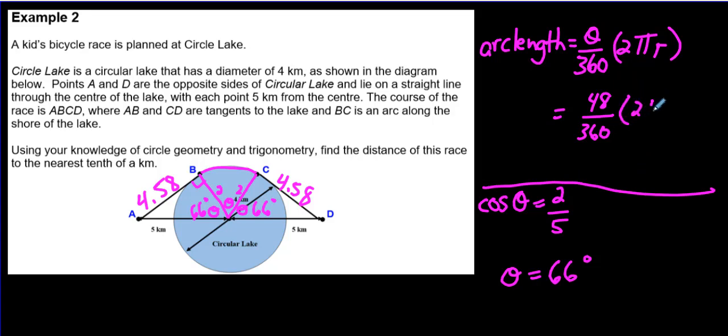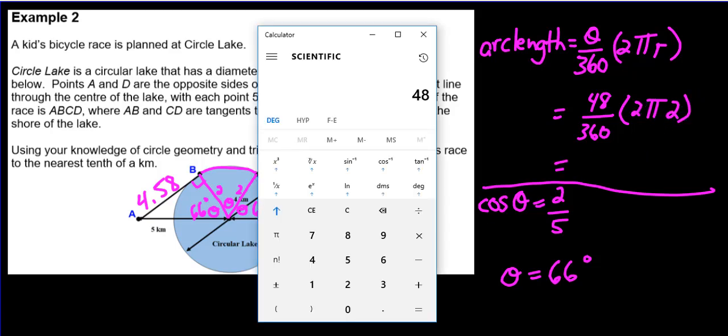And I'm going to multiply by 2 times pi times the radius, which is also 2. I know that looks weird. Let's multiply this out on our calculator so we can figure this out and be done with this question and this video, which is taking so long. 48 divided by 360, and we're going to multiply by 2 times 3.14 times 2 again. We get 1.67.